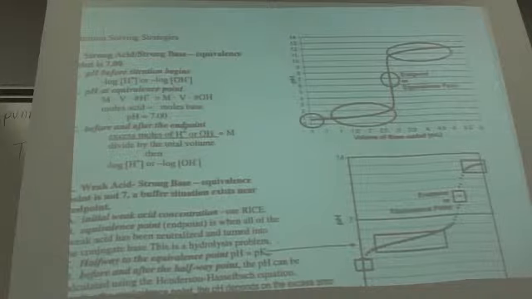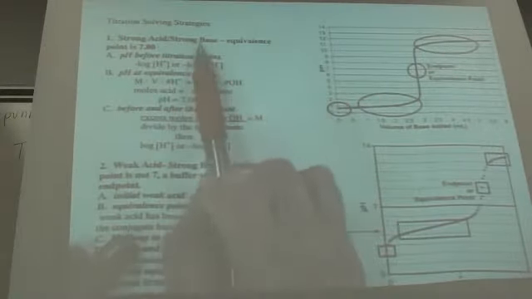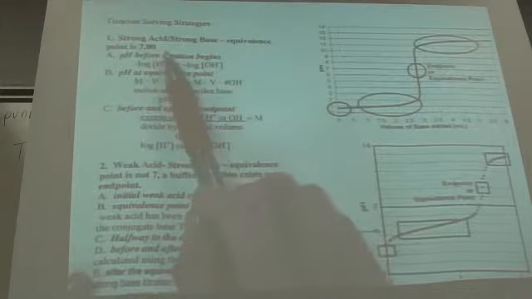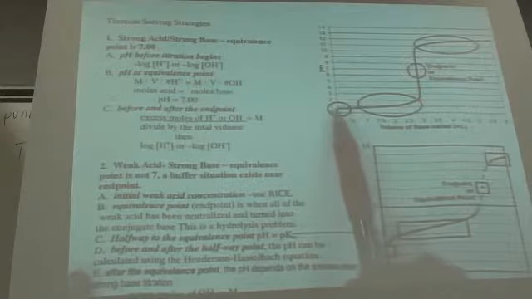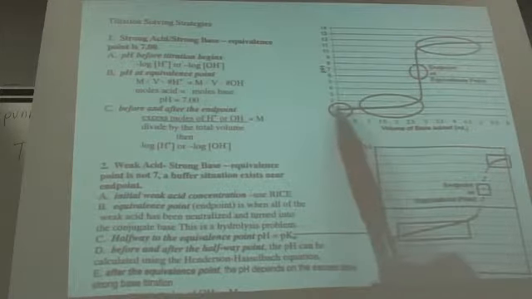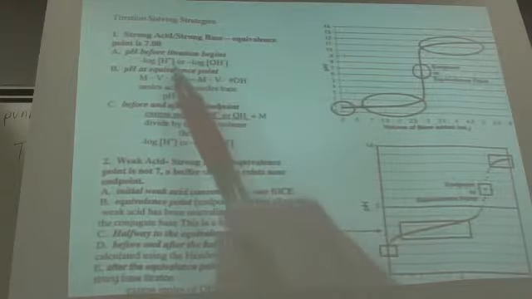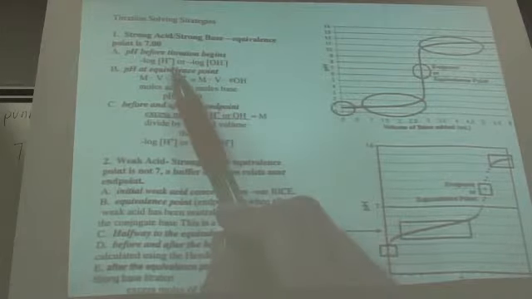Irritating. Okay, ladies and gentlemen, we're looking at the strong acid, strong base. We know that the equivalence point is 7. I expect you to be able to do a couple of things here. Look at this graph and tell me what the pH is before it starts, or calculate it. If you have to calculate, it's the negative log of the hydrogen ion.